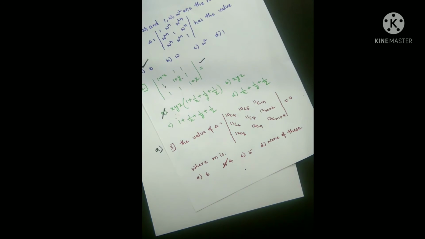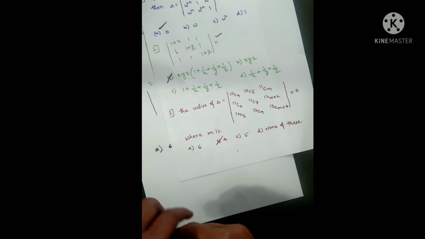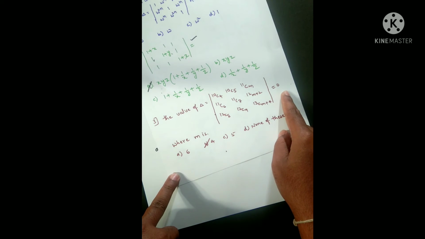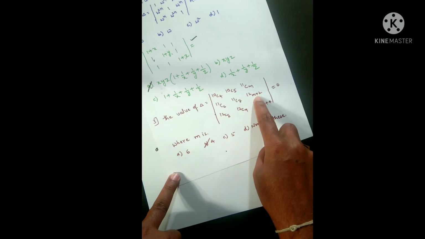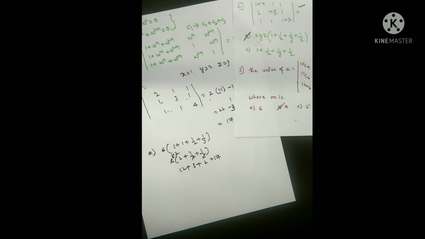Okay? Let me move on to the third one. What is the third one? The value of this determinant is equal to 0. Then what is the value of m here? To solve this problem, one property you should remember. What is that property?